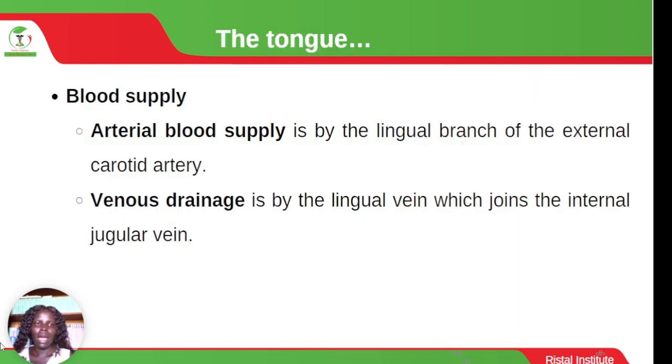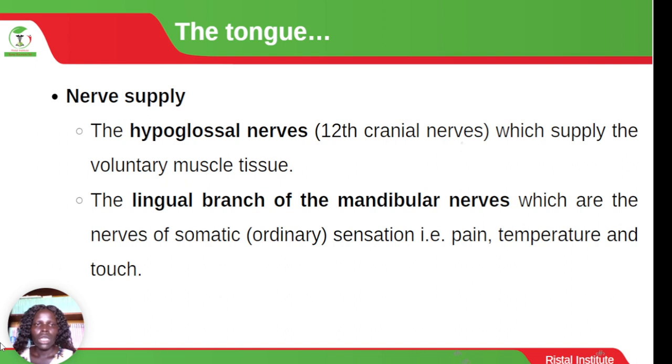Blood supply. Anterior blood supply is by the lingual branch of the external carotid artery. Venous drainage is by the lingual vein, which joins the internal jugular vein. The hypoglossal nerves, that is the nerve supply. The hypoglossal nerves, the 12th cranial nerves, supply the voluntary muscle tissue.